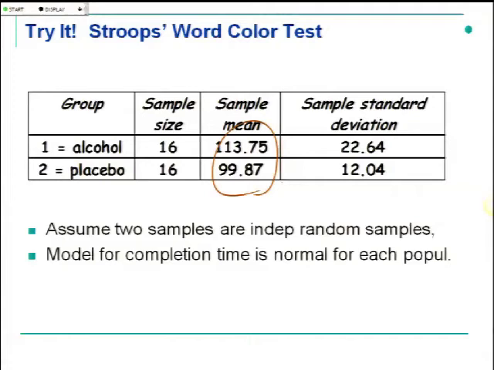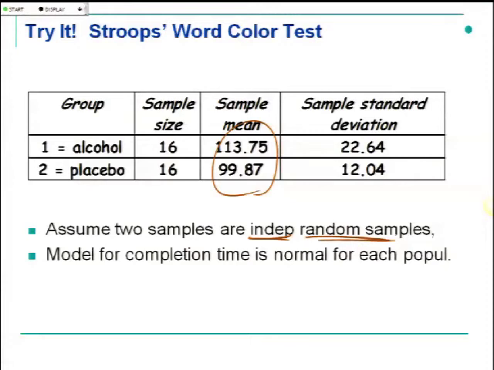It is true, we've learned that the mean of the differences is the difference in the means. So I could get that aspect back, but the standard deviation of the differences does not come from those two standard deviations directly. You actually have to calculate those differences. So we do have independent samples. We're told to assume they are both random samples. We are told that we can assume the model for our variable, time, is normally distributed for each population.